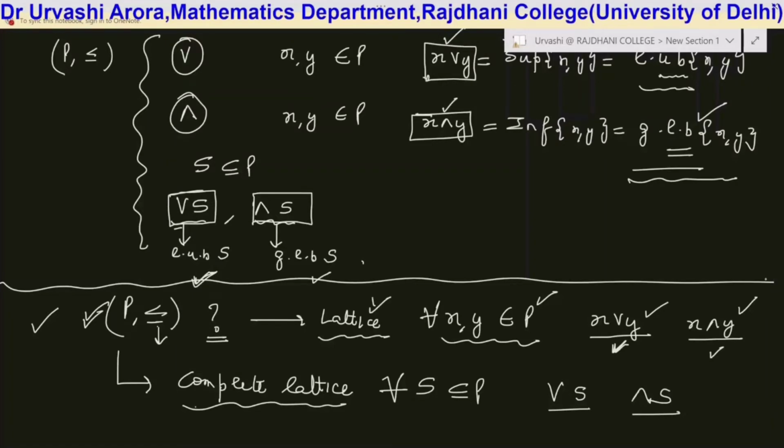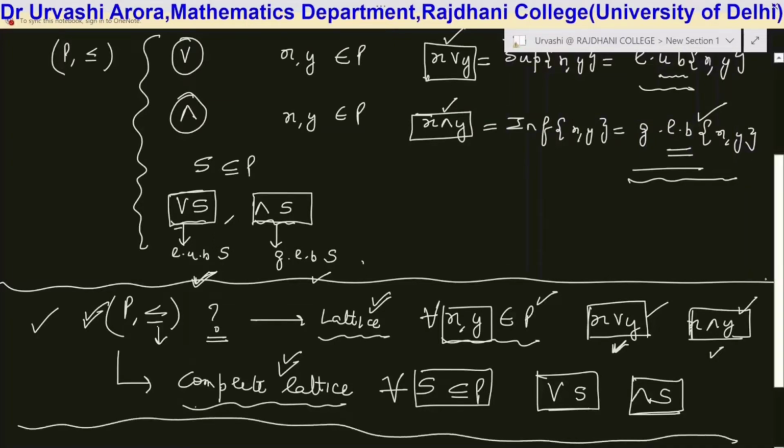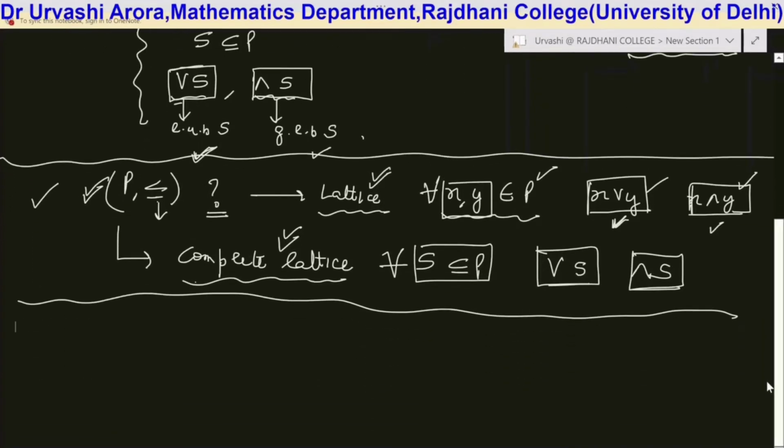When you are talking of a lattice, you take a pair of elements, and for any pair of elements that you take, the join and the meet should always exist for a poset to be a lattice. And when you are talking of a complete lattice, you take any subset S of P, and for any subset S of P that you take, the join of S and the meet of S should always exist for the poset to be a complete lattice. So now with these simple definitions, let us come to a few examples to understand the concepts better.